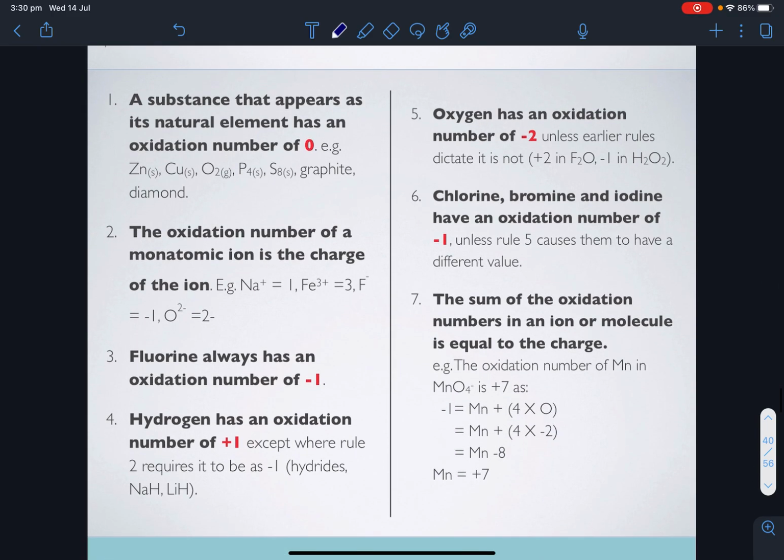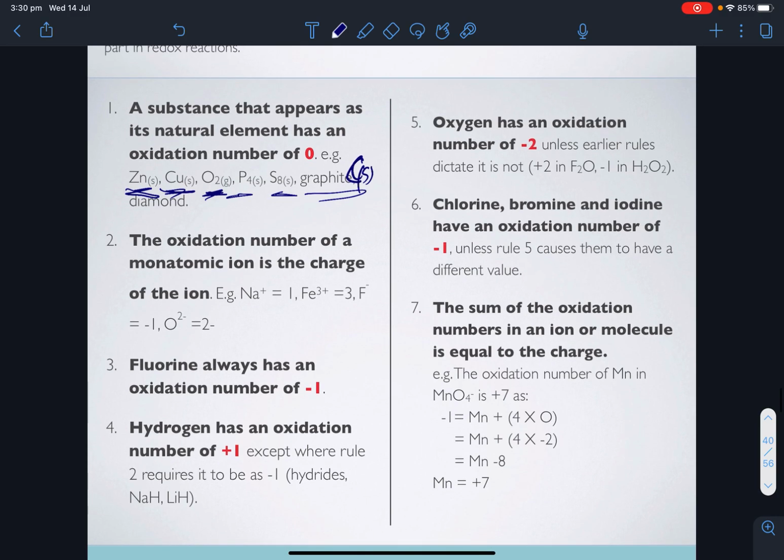Okay. A substance that appears as its natural element has an oxidation number of 0. So what I mean by that, think of the metals just by themselves. Okay. We write them as copper solid, zinc solid, 0. Any molecule like O2, P4, S8, something like that, 0. Graphite, carbon solid, and diamond, carbon solid, 0 as well, okay?